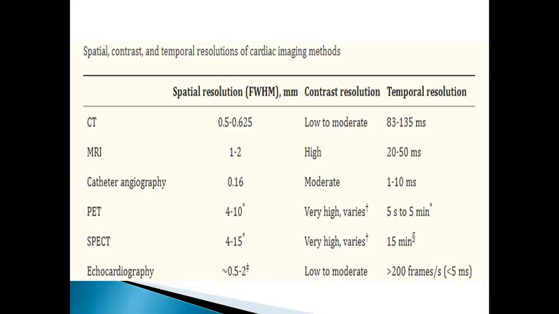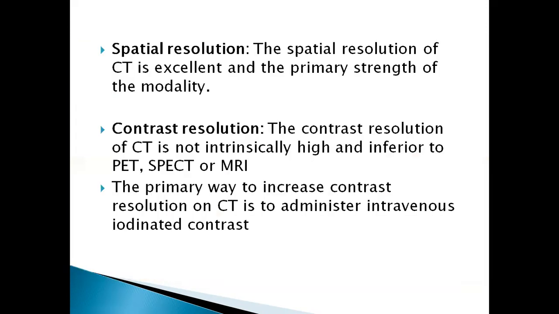And then the spatial resolution, you see that it is 0.5 to 0.6 as compared to the other ones, where MRI is 1 to 2, PET is giving us 4 to 10, SPECT is giving us about 4 to 15. But that was just an overview for us to look at how the differences in these factors that affect image quality are. So spatial resolution of CT is very excellent, as we've seen in the other table.